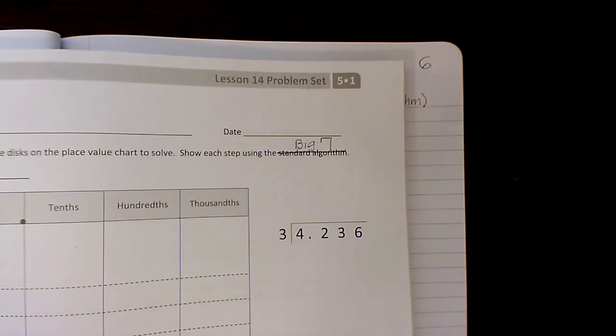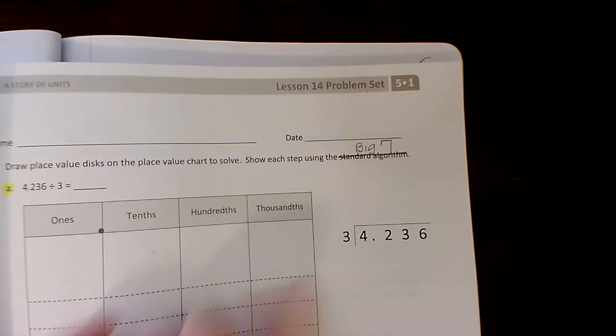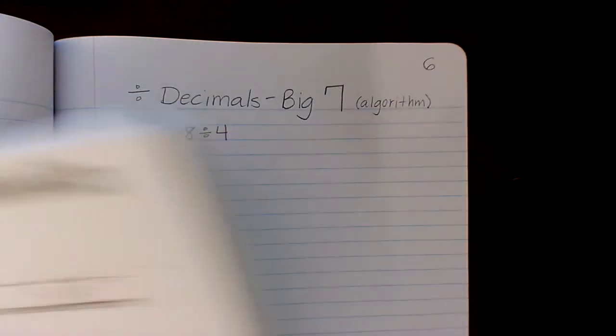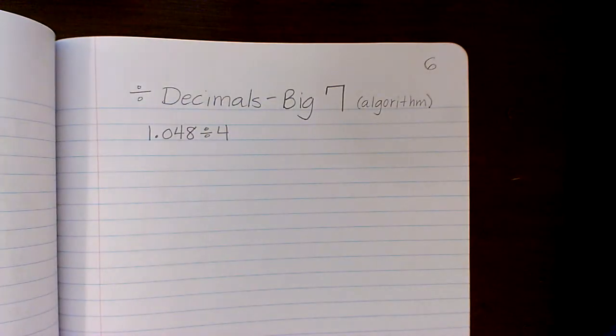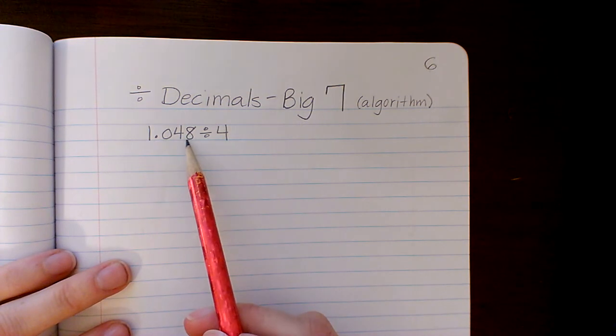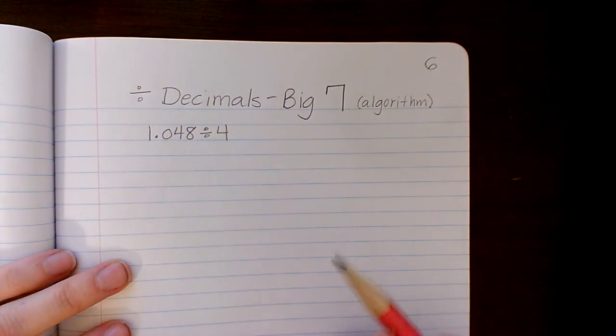It's just that the Big 7 requires us to really think about place value. And as you can see here, we have that place value. So we're going to be thinking about place value. Then you can go ahead and write your division problem: 1 and 448 thousandths divided by 4.